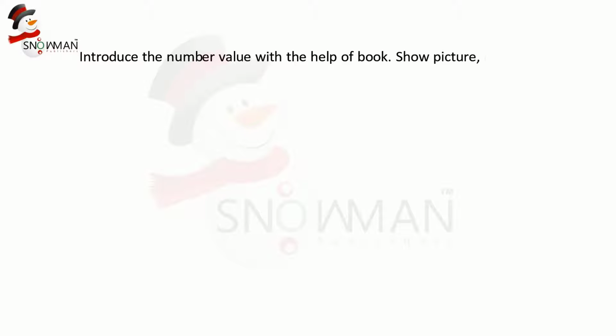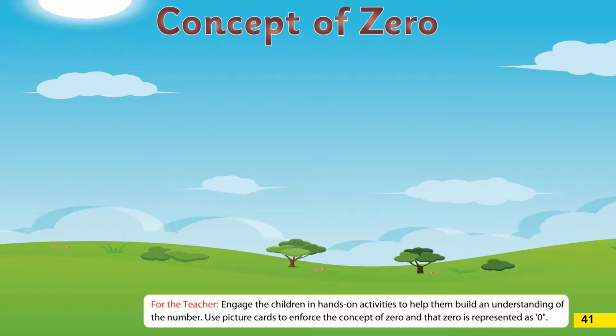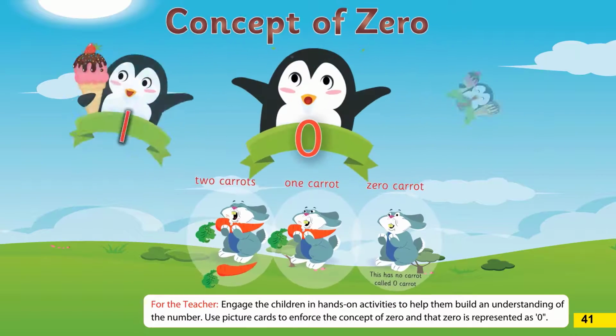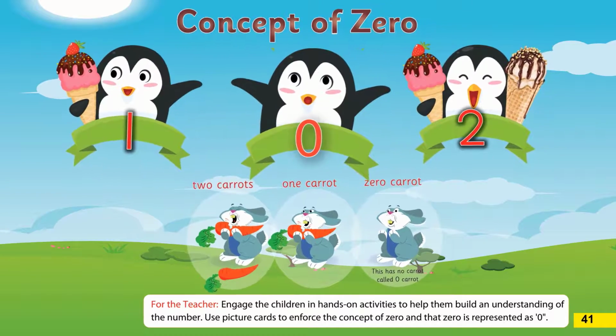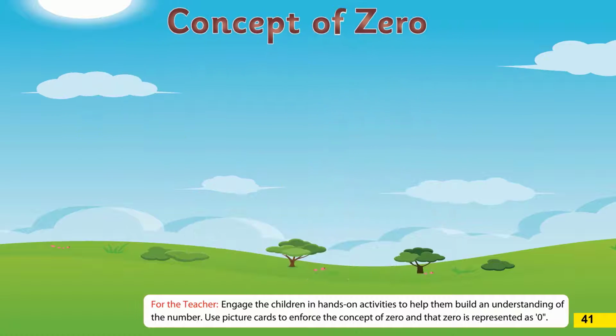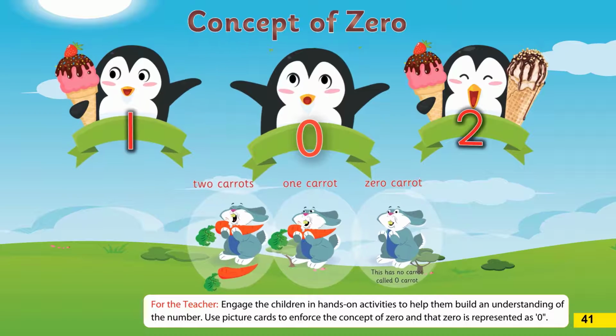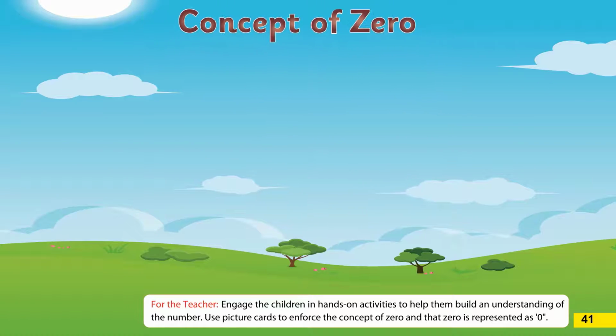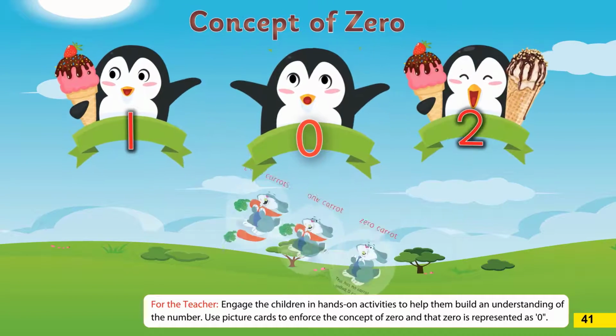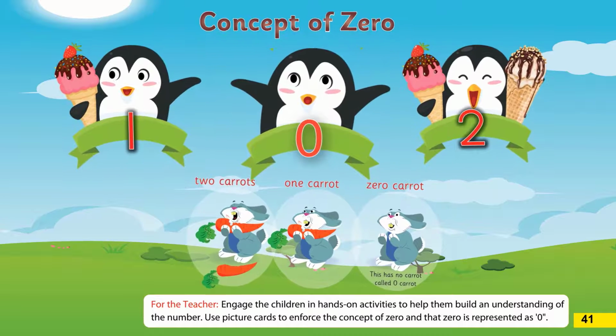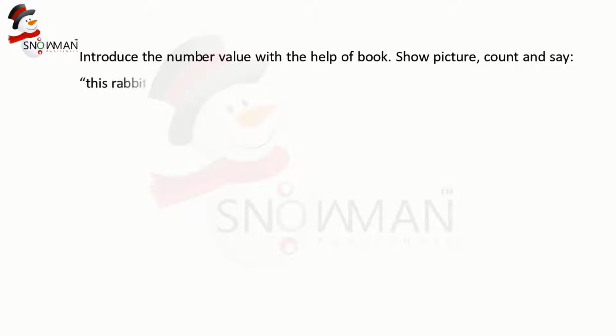Show picture, count and say, "This rabbit has no carrots" means 0.